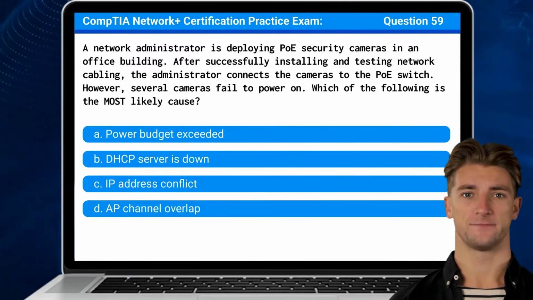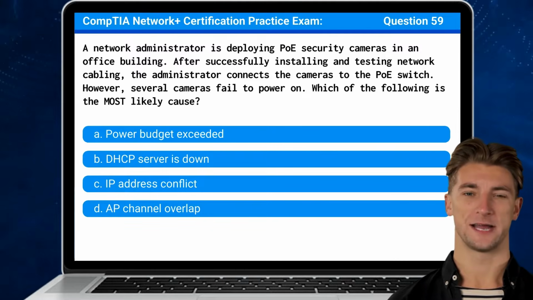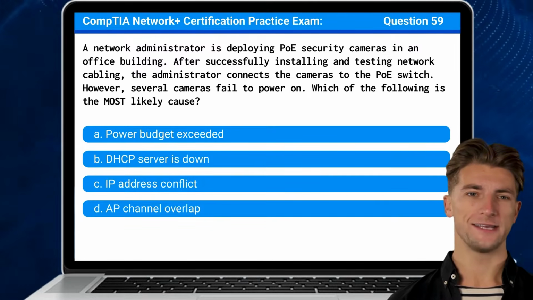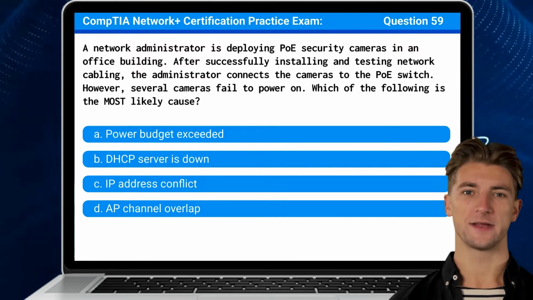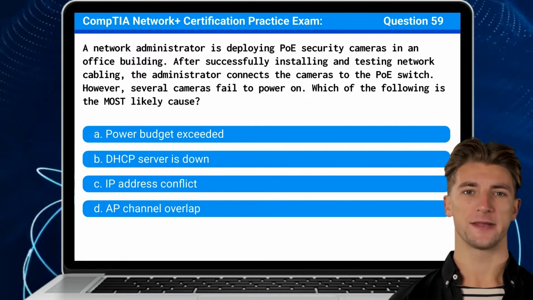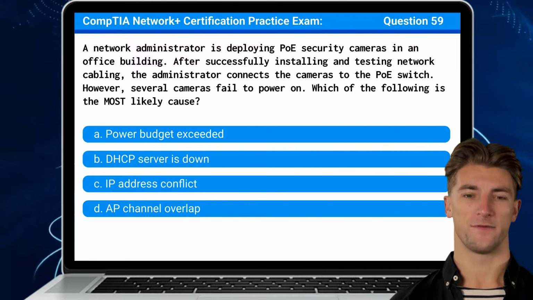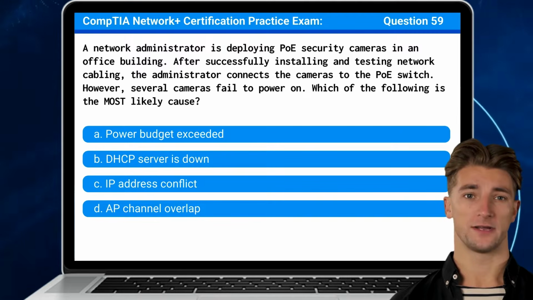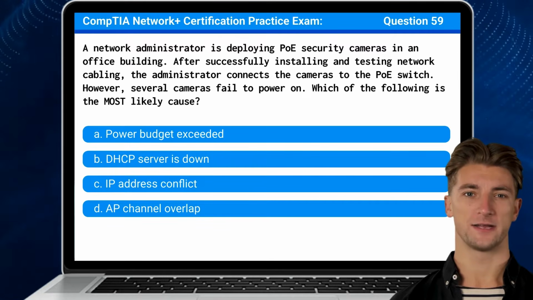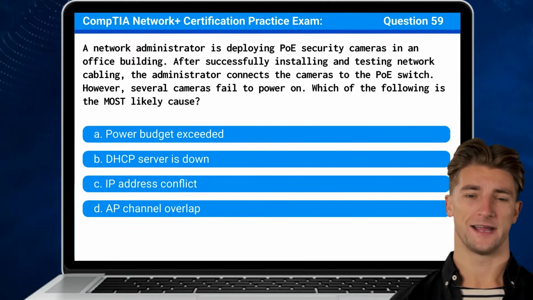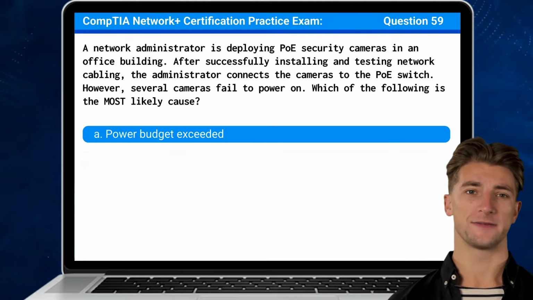Question 59. A network administrator is deploying PoE security cameras in an office building. After successfully installing and testing network cabling, the administrator connects the cameras to the PoE switch. However, several cameras fail to power on. Which of the following is the most likely cause? The answer is A, power budget exceeded.